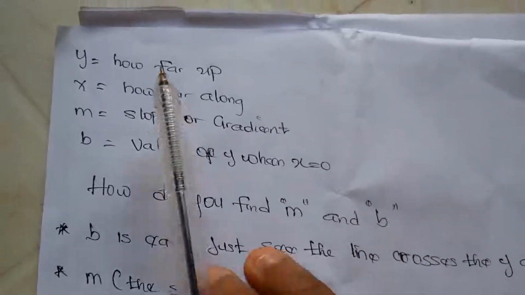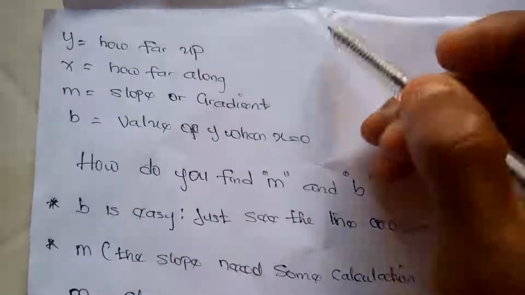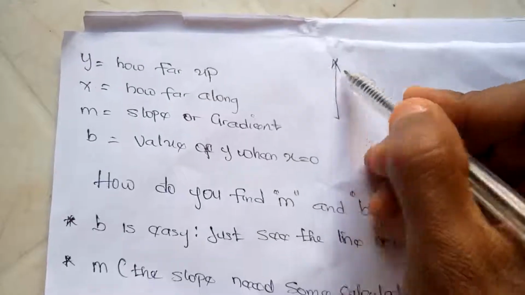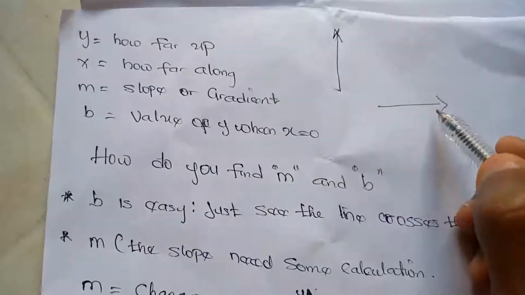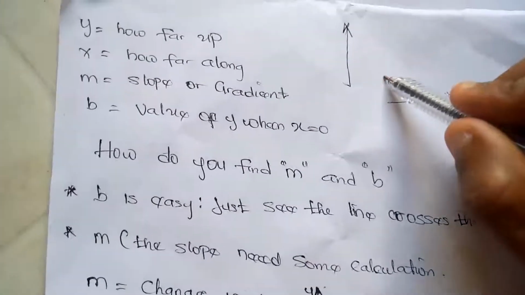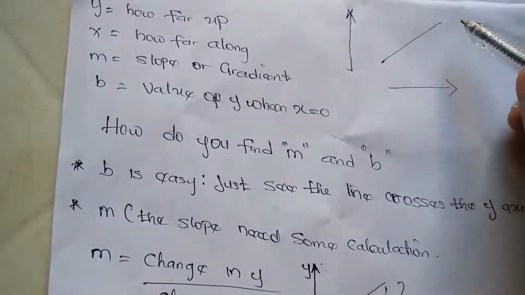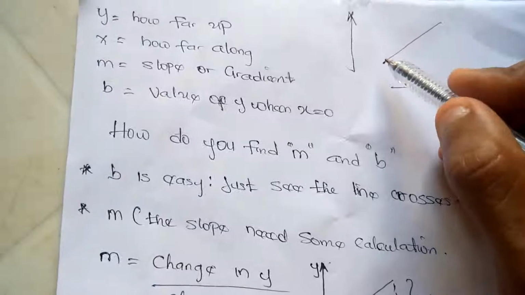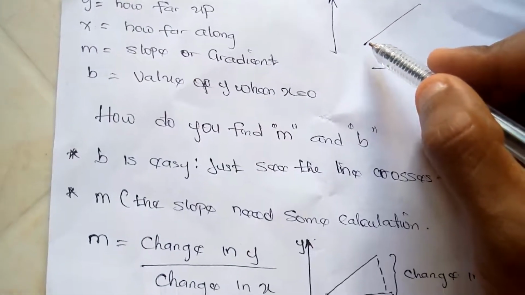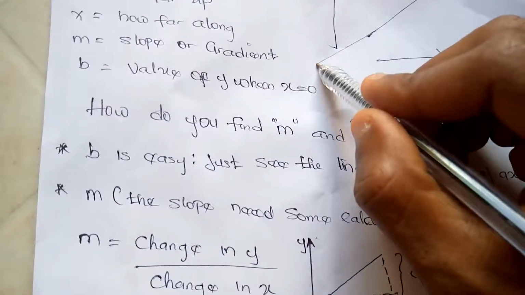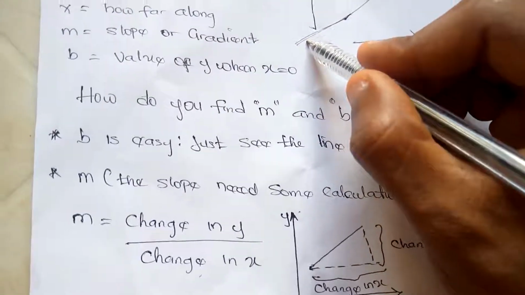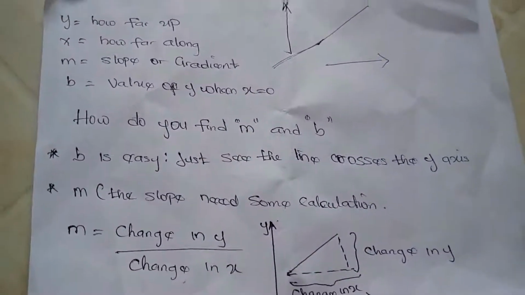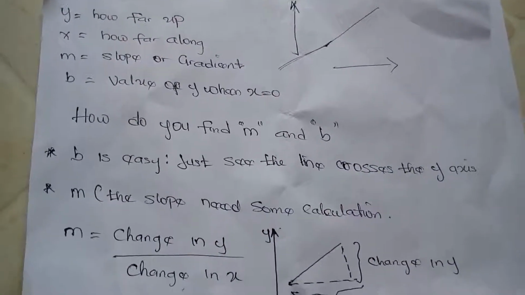Now, our y is how far up. That is this line, how far up it is going. Our x is how far along it is going. Our m is the slope. And our b is the value of the intercept, where the line crosses the y-axis. That's what our intercept is.